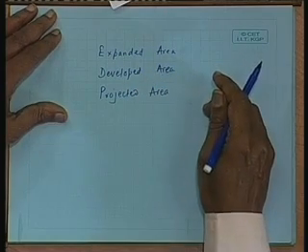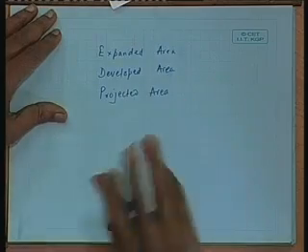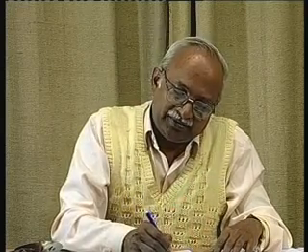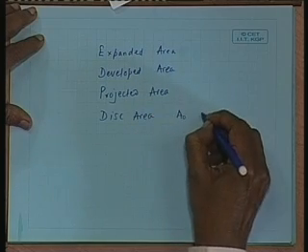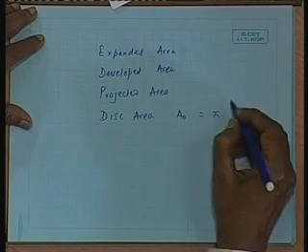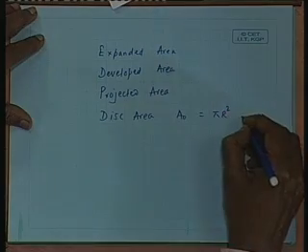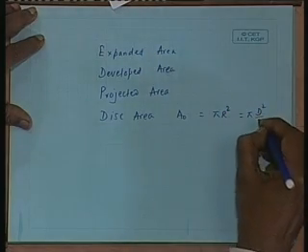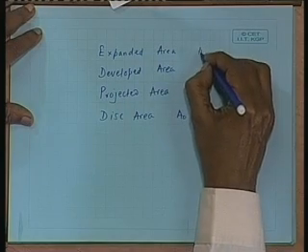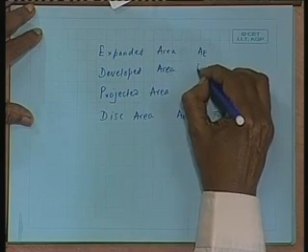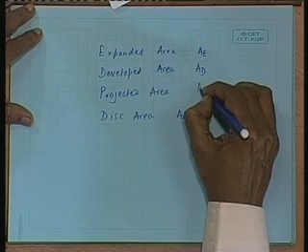Now, the area that is covered by the circle with radius r, that is propeller radius, r is the radius up to the propeller tip, that is called the disk area, A0, which is equal to pi r square or pi d square by 4 if d is the propeller diameter. Expanded area is normally represented by AE, developed area AD and projected area AP.